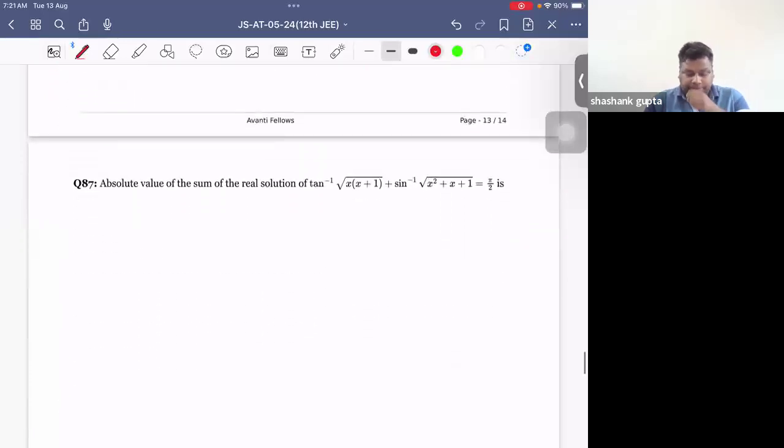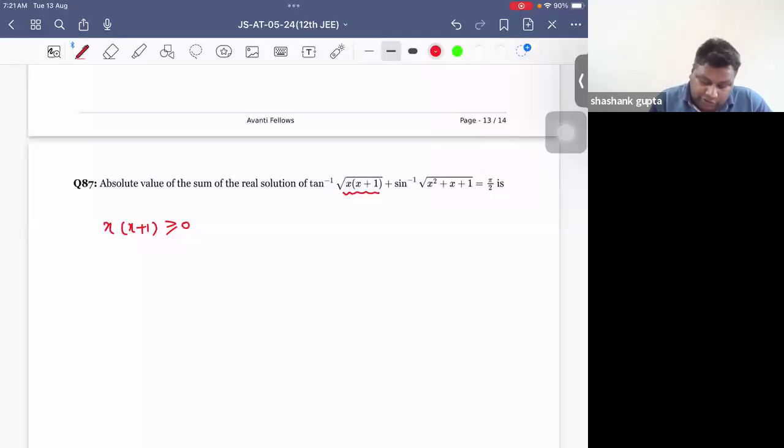See, the absolute value of the sum of real solutions of this equation. If they're talking about this equation, first of all, we will verify what the domain of the function is. Now for the domain, tan inverse of this value, x into x plus 1, should be more than or equal to 0 because it is inside the under root.